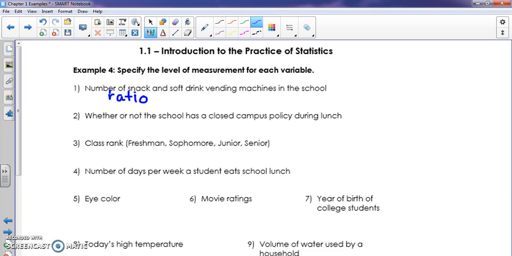Whether or not the school has a closed campus policy during lunch, that's either yes or no. So that's just a simple classification, simplest level measurement we can get there. So this would be nominal. Class rank, so again, those are classifications, but now we can order them. So we can say the freshman is the entering level there. So these are going to be ordinal.